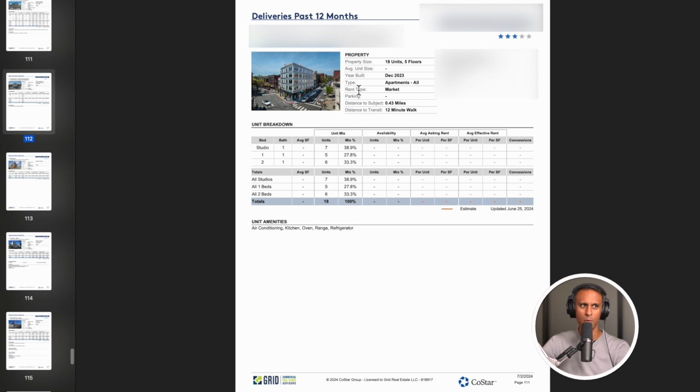This is a starting point where you're getting a bird's eye view of what's happening in a particular market where we're doing our market study. And then we can drill down and research further on that type of thing.